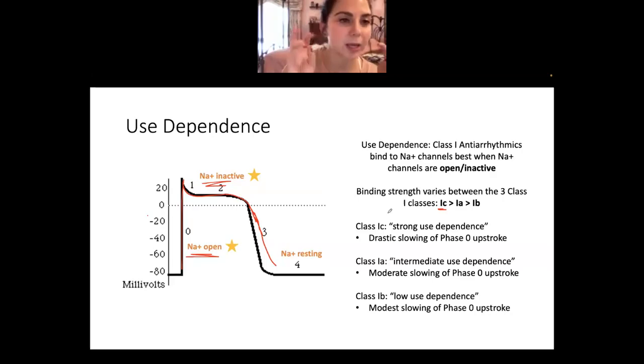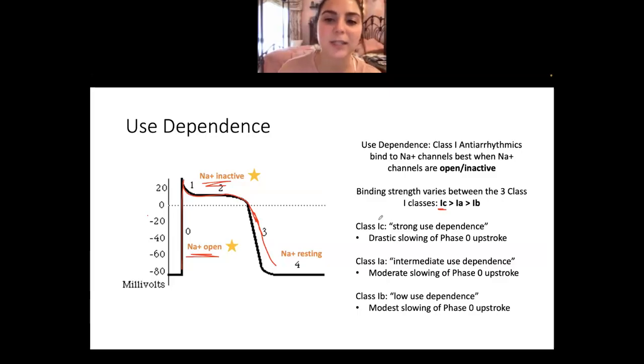Class 1As have intermediate use dependence, which means they're good at binding to it, but not as good as 1Cs. And then your 1Bs have very, very low use dependence. So they're just not great at binding to sodium. And you're like, why would you have a sodium channel blocker that's not great at binding to sodium channels? We'll talk about that. Class 1Bs are only given in very special cases of arrhythmias. But your class 1C and your class 1A are the main 2 that exhibit use dependence.